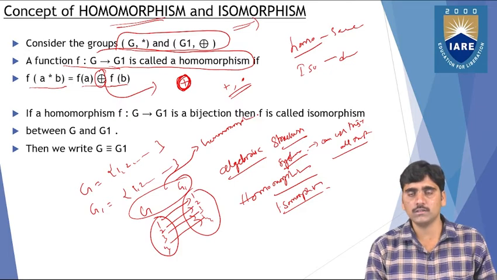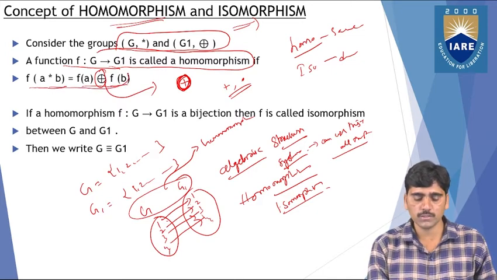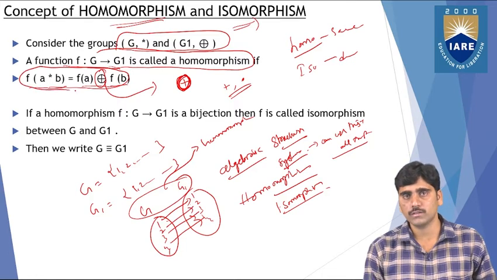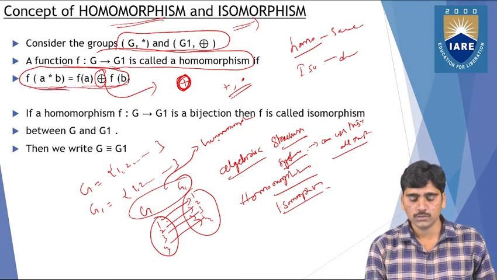That means the group G and the group G1 contain the same elements, and they should also perform this operation. So this indicates both the plus as well as the dot operation.